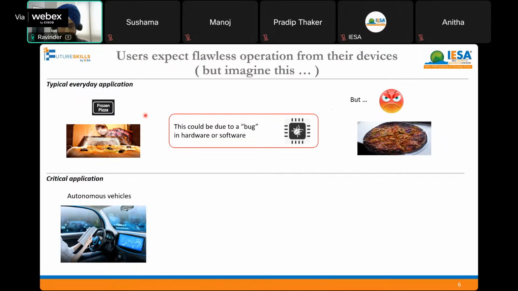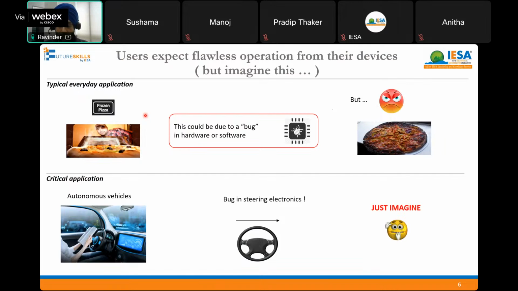Again, imagine, in such a complex system, let's say there is a small bug which causes the steering to suddenly turn when you are going at a high speed on the highway. Imagine what could happen, right? Nobody wants to be in that situation.